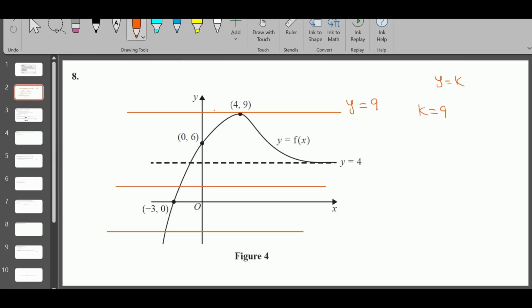You cannot draw anywhere in between this. If you draw, you will get 2 points of intersection. But the question clearly says only 1 point of intersection. And then you can draw anywhere below 4. So you get only 1 point of intersection. So k is less than 4, right?